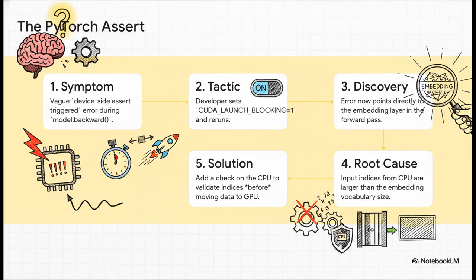And just like magic, the error moves. It now points directly to the embedding layer, way back in the forward pass. You've found the real culprit. A little digging shows the root cause. Some of your input data has indices that are out of bounds for your lookup table. And the solution? A simple check on the CPU to validate the data before you even send it to the GPU. A bug that could have taken days to solve becomes a 5-minute fix.